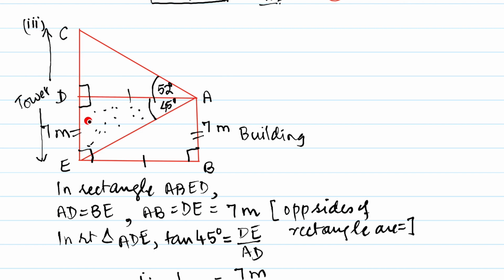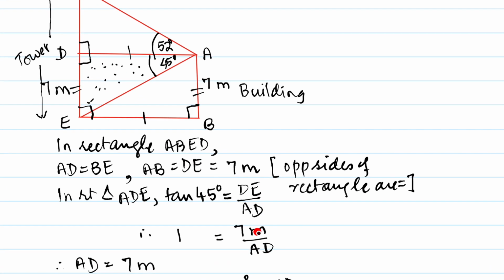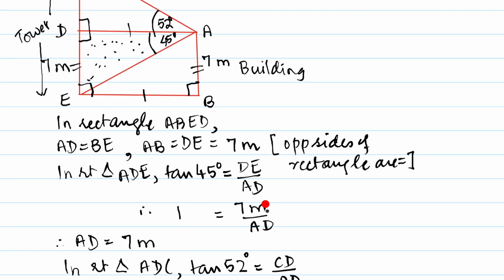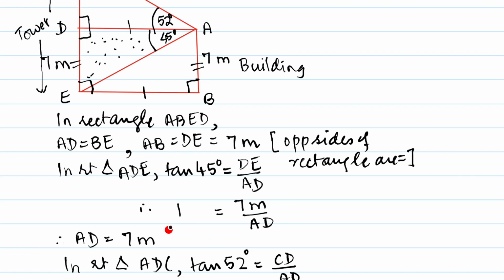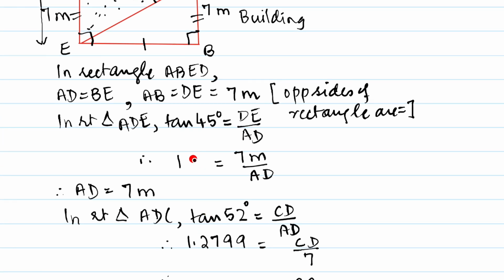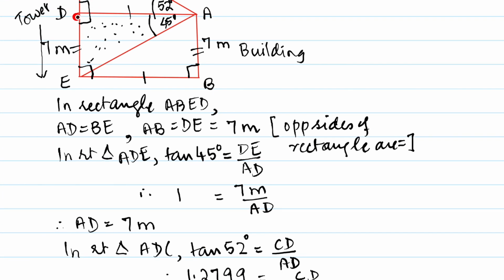So for that, we'll use this triangle, and in this we will take tan 45, that will be 7 upon AD. So can you see tan 45 is DE upon AD. We substitute the values. Tan 45 is 1, DE is 7, and AD as it is, cross multiply, AD will come out to be 7 meter. So this over here from D to E, this is 7 meter.